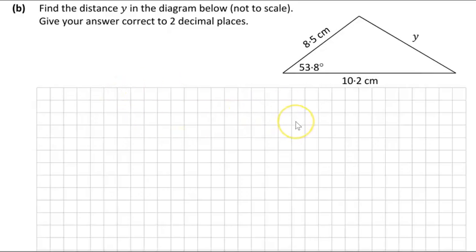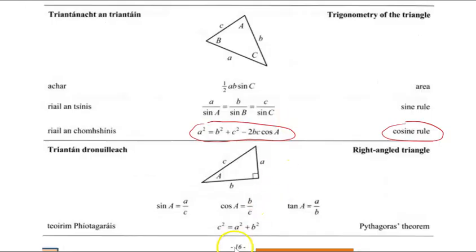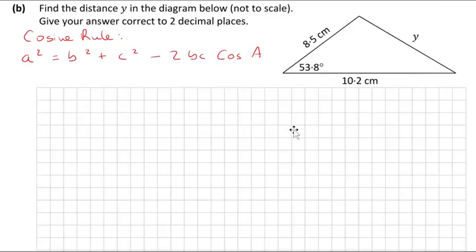If you try the sine rule, it won't work. So we're going to go for the cosine rule. Well, you always use the cosine rule when you have two sides and an included angle. So the cosine rule is on page 16 of your formula book. And it is a squared equals b squared plus c squared minus 2bc cos A.